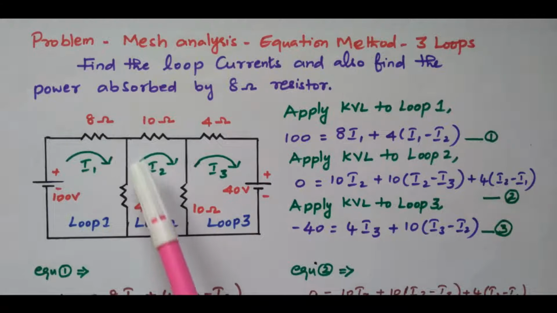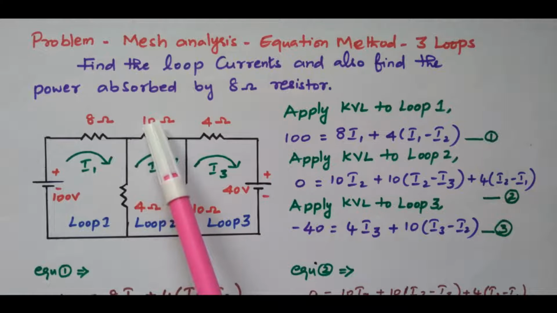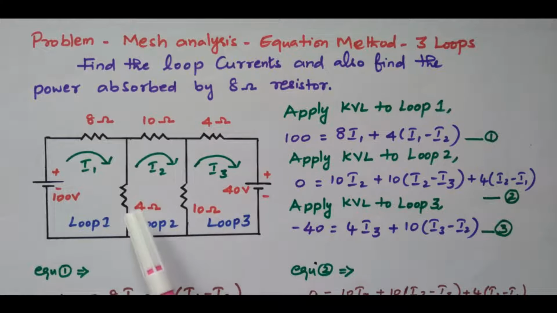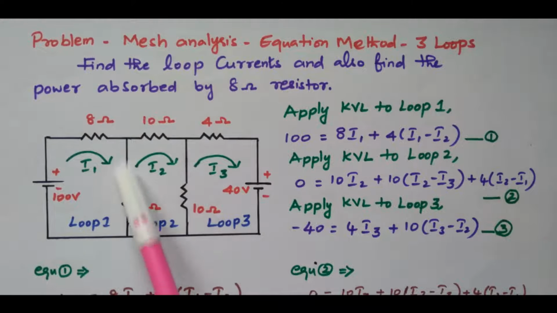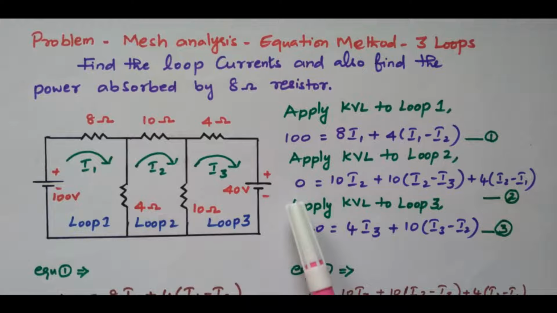In the second loop, what are the resistors available? 10 ohm, another 10 ohm and this 4 ohm. These three resistors are available in the second loop. First we will find the current and the drop across this 10 ohm. Here the voltage source is not available, so it is 0. Potential rise is not available. Voltage source is not available, so it is equal to 0.